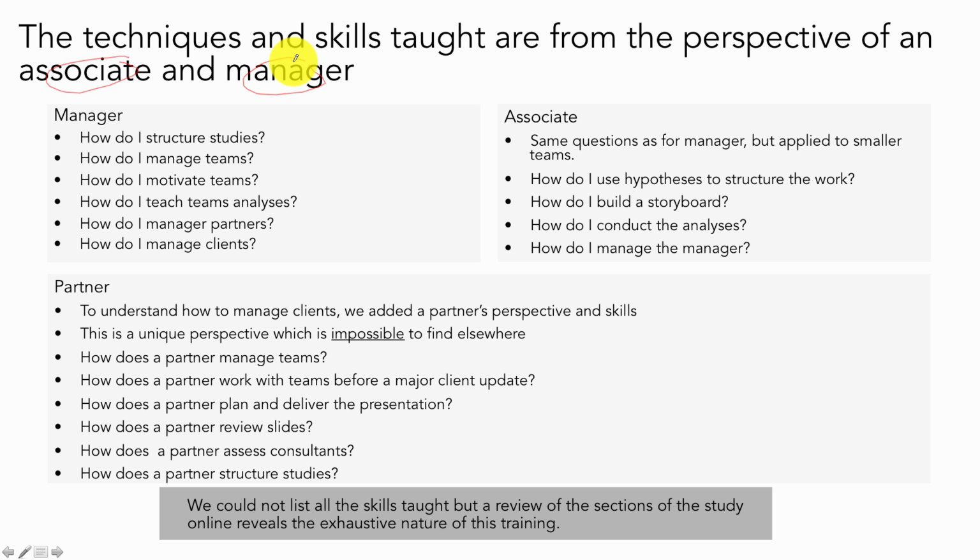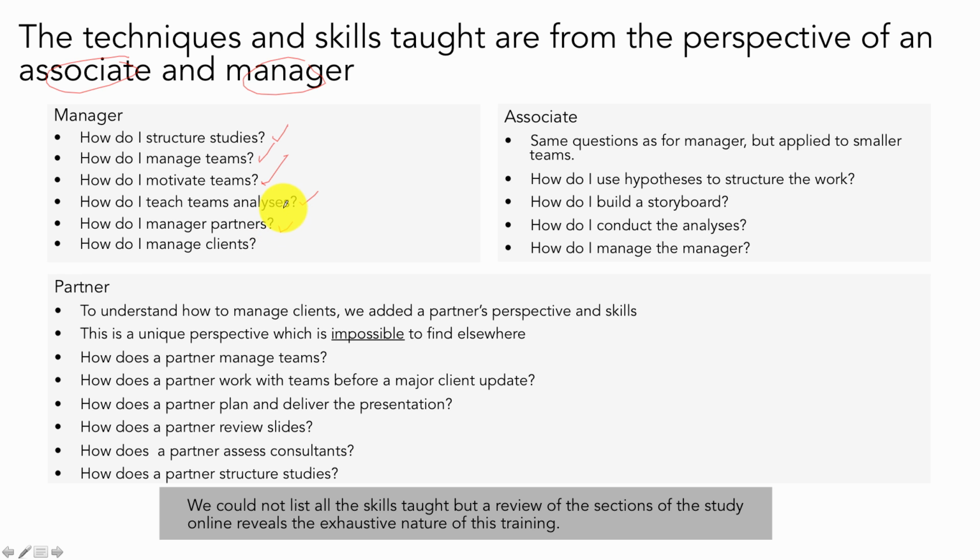For managers, there are broad-level questions, and you can see more detailed questions if you go to the map. You don't have to be a subscriber to see that. How do I manage studies? How do I manage teams? How do I motivate teams? Yes, we have a lot of material on how to motivate teams. How do you give feedback? How do you coach poor behavior? How do you coach weak performance? How do you teach teams analysis? If you have a new team of new associates, how do you teach them to do analyses?